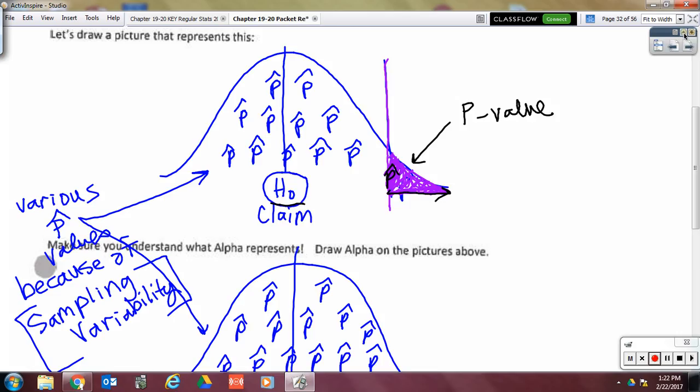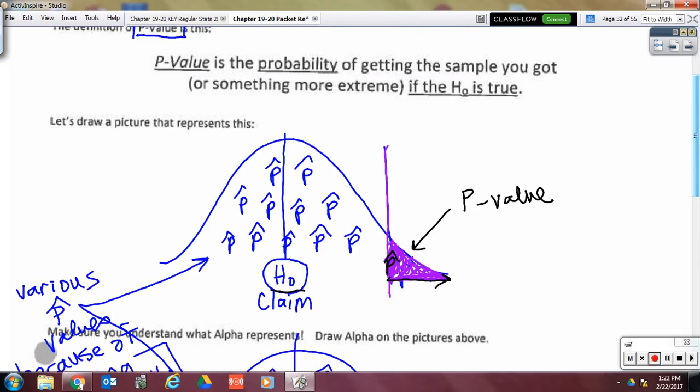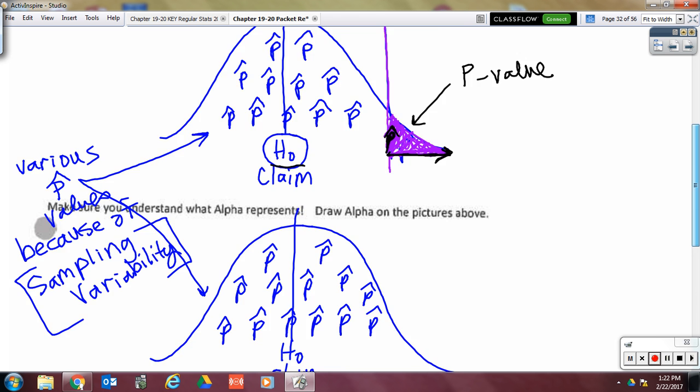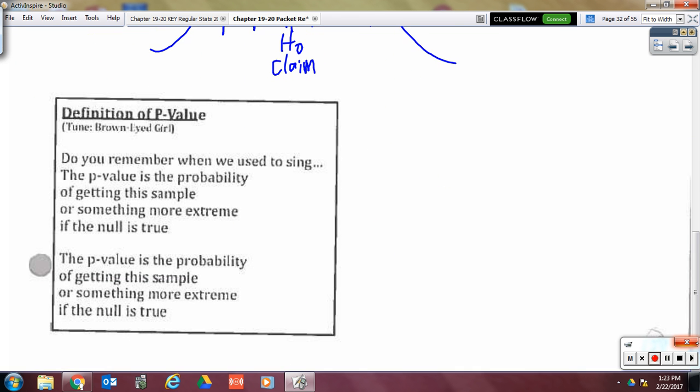And again, let's look at the definition up here. P-value is the probability of getting the sample that you got, that particular p-hat you got, or something more extreme if the null hypothesis is true. Okay, so that's the definition of what's going on here. And so I have a song for us to kind of help memorize that phrase or that definition. Okay, it's going to go to Brown-Eyed Girl.